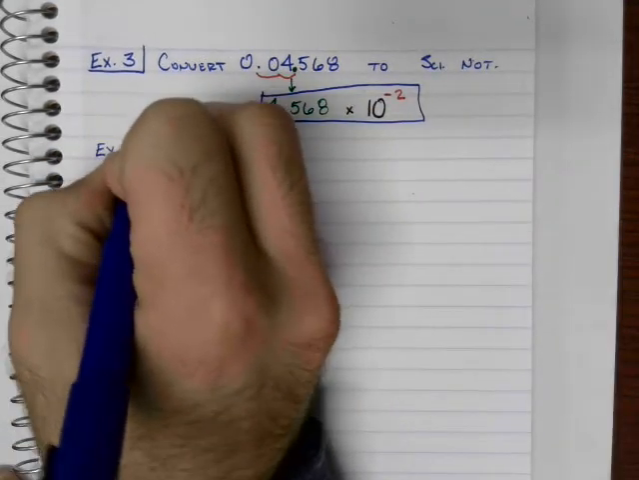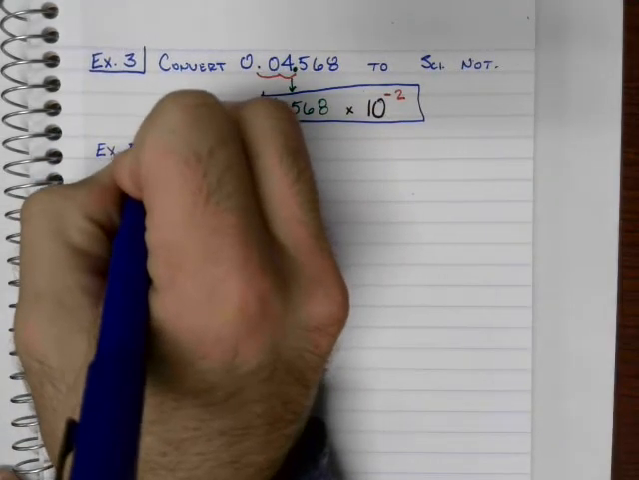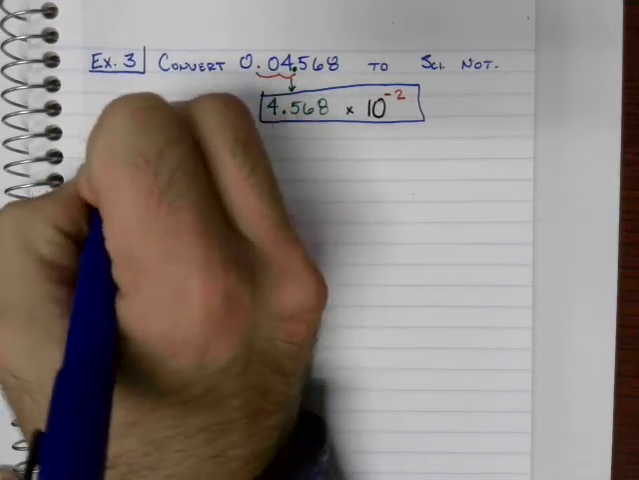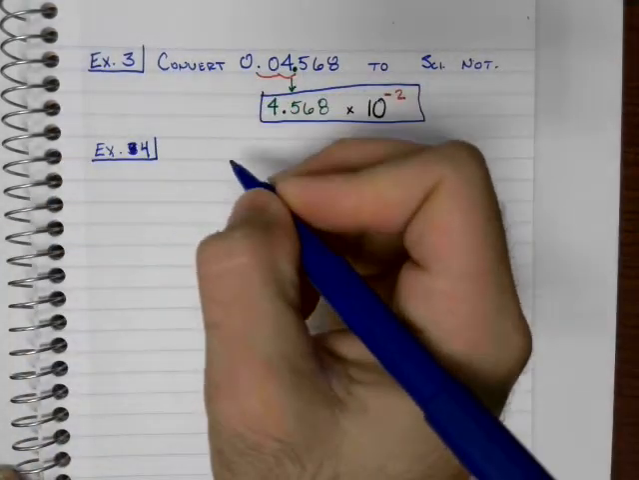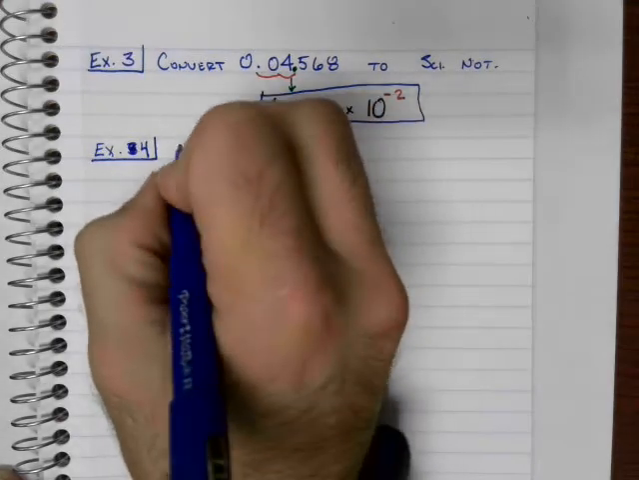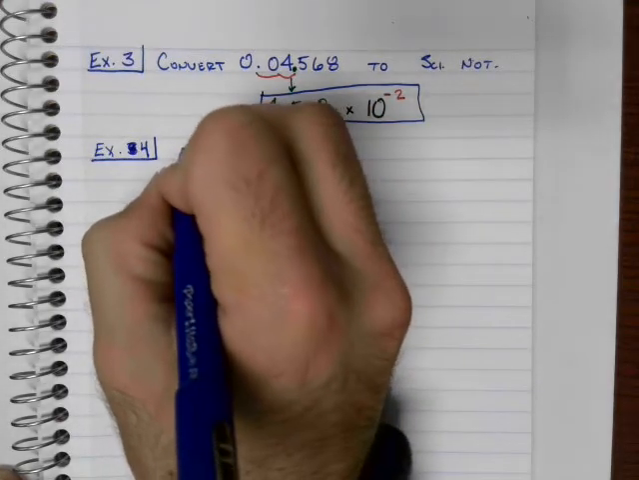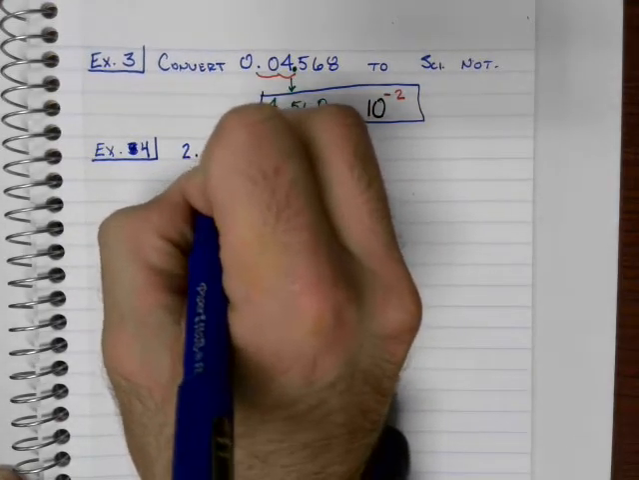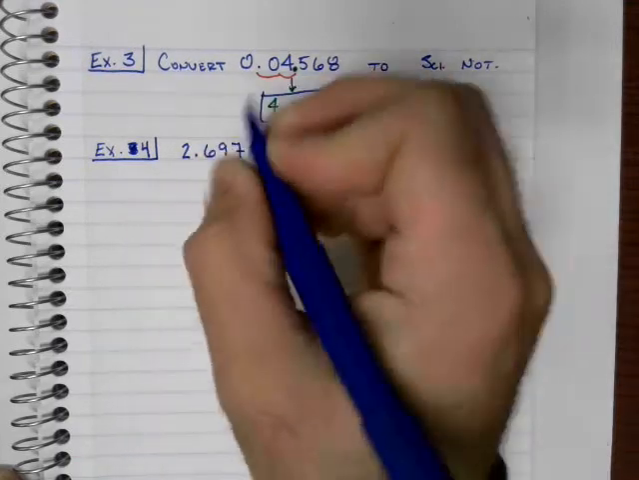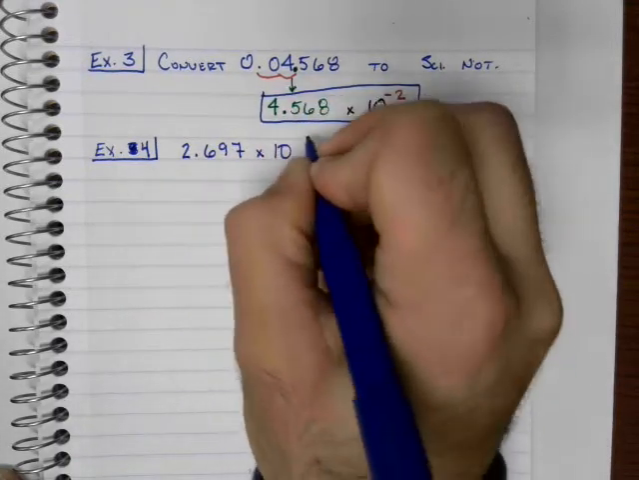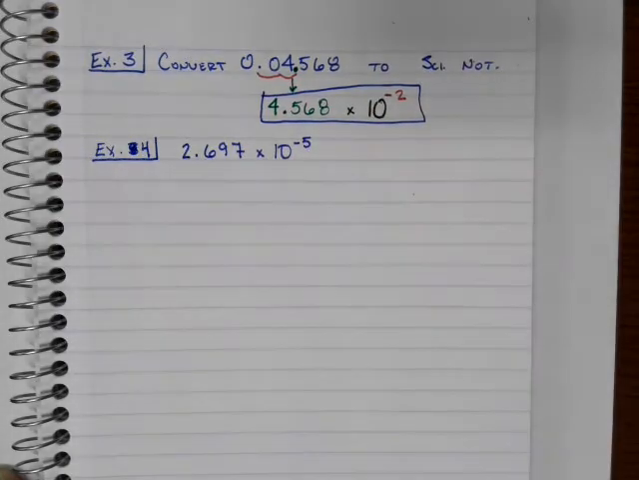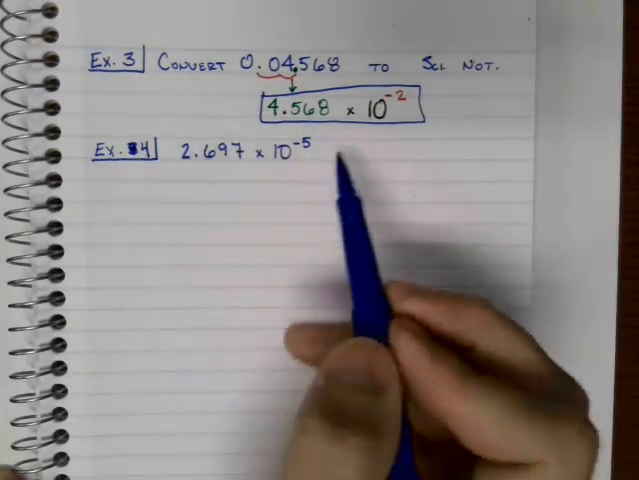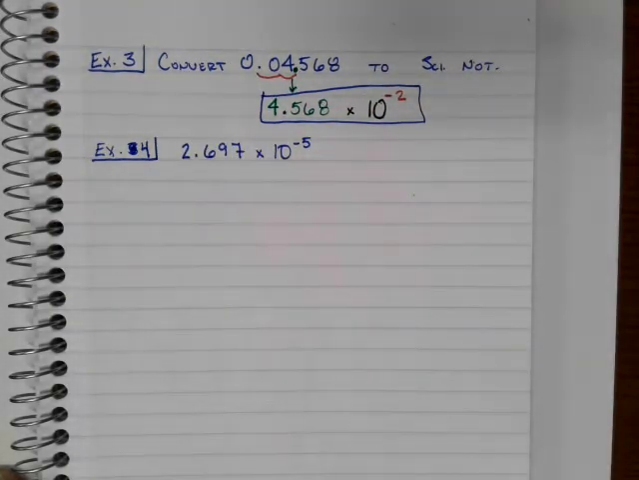Oh, not 3. Example 4. We're going to convert 2.697 times 10 to the negative 5th. We're going to change this out of scientific notation.